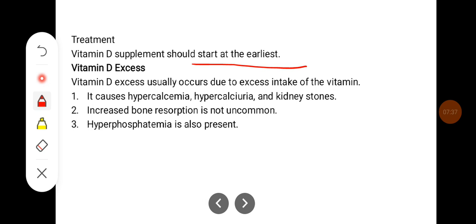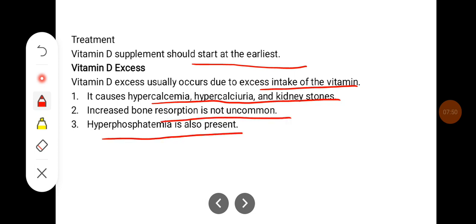Vitamin D excess usually occurs due to the excess intake of vitamin D. It causes hypercalcemia, hypercalciuria, and kidney stones. Increased bone resorption is not uncommon. Hyperphosphatemia is also present.